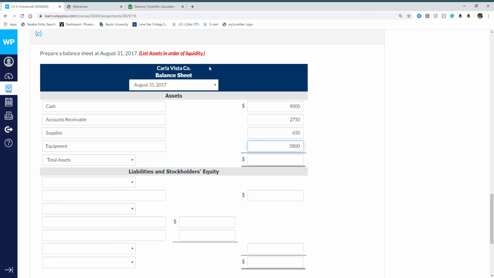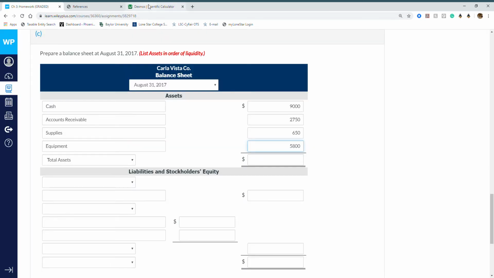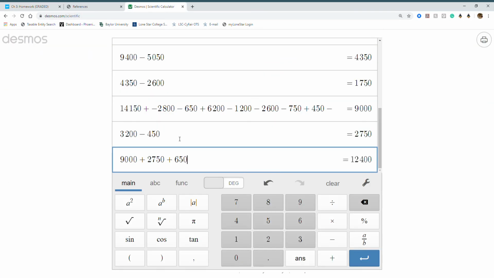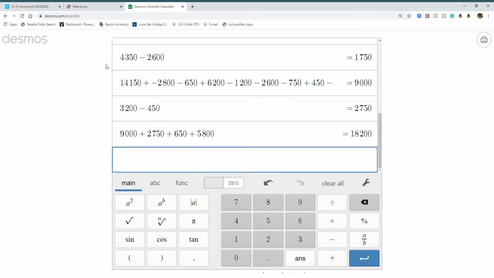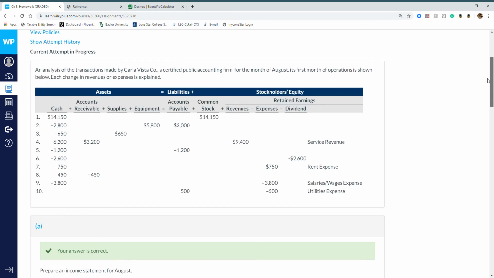Okay, so now let's add them up. 9,000 plus 2,750 plus our 650 and 5,800. 18,200. Okay. Total liabilities. Not total liabilities, just liabilities. We had accounts payable, which is about it.